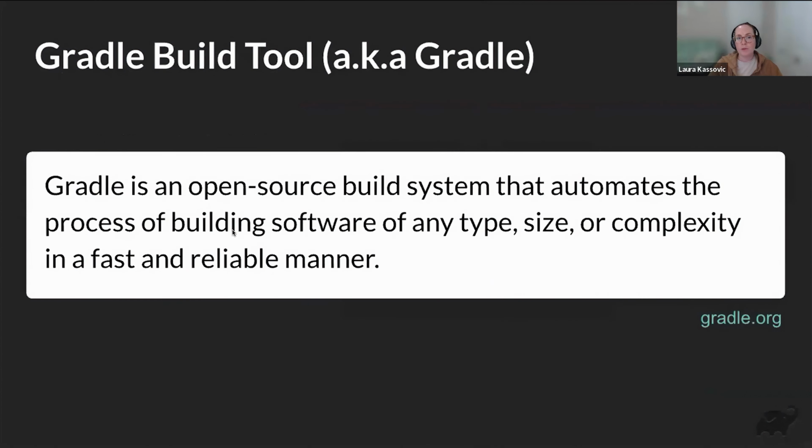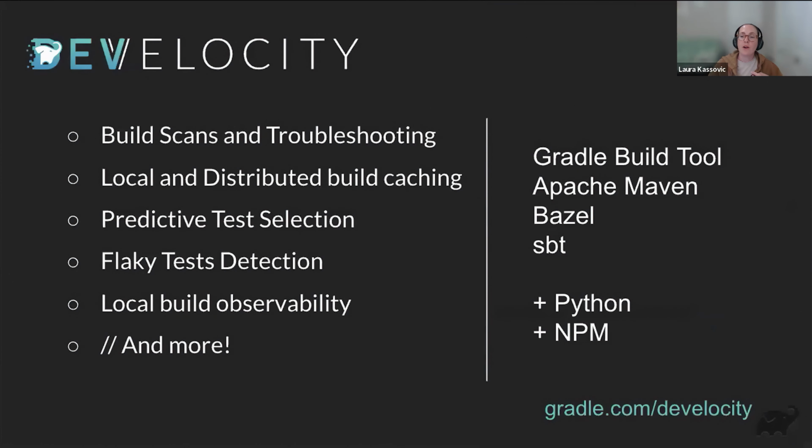Now, Gradle Build Tool, I'm just going to keep it short and say Gradle for the remainder of this webinar, and that's, of course, our open source build system. Develocity, that's our commercial product. It provides build acceleration and observability, and it includes many advanced features like remote build caching, build scans, test distribution, performance dashboards. We're going to use some of those features in our demos today and talk about them. What's really neat about Develocity is that it doesn't just integrate with Gradle Build Tool, it also works with Maven and Bazel and SBT too.